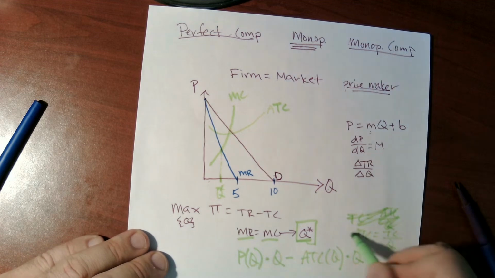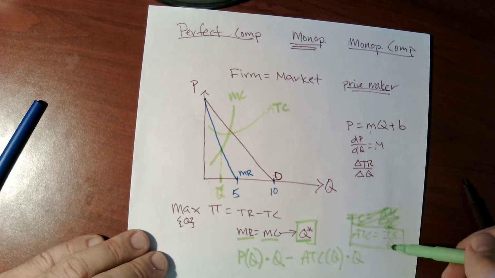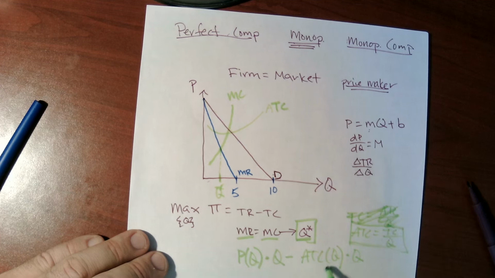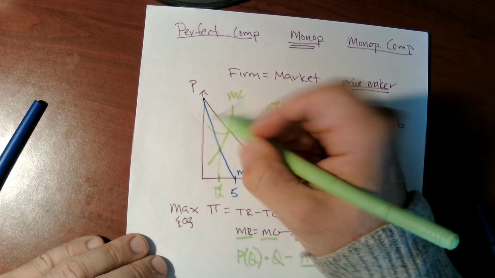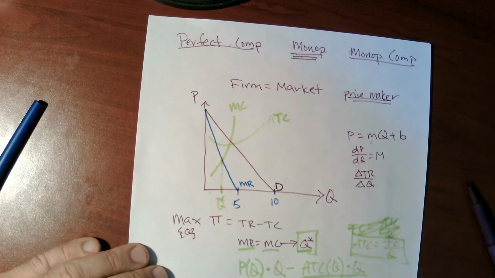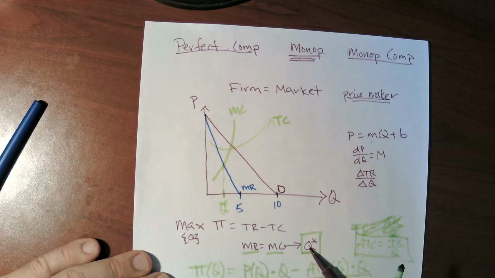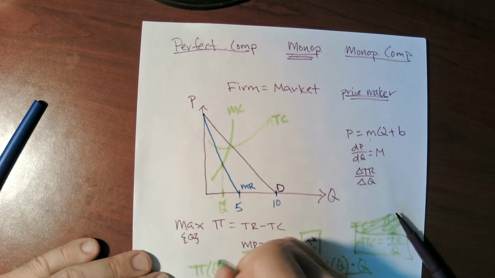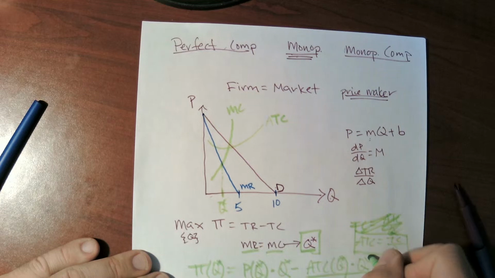Average total cost, this is the definition, is total cost over quantity. If I multiply both sides by Q, I end up with this coming out. Average total cost is a function of Q itself, as we can see up here. So we just need to solve this equation to get profit as a function of Q. We're looking specifically at the point Q star, because that's the optimal quantity.